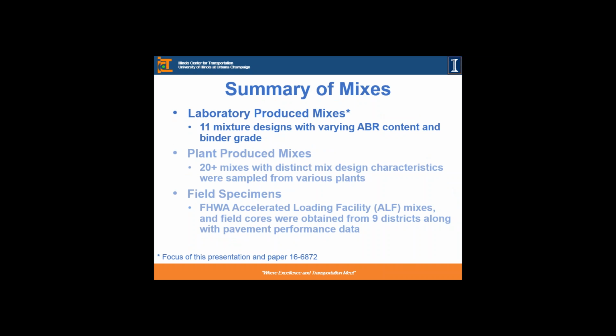So in this project, we had a comprehensive list of materials that we tested. These materials included laboratory-produced mixes, plant-produced mixes, and field specimens. But this paper particularly focused on the mixes that we produced in the lab. And these were 11 mixture designs with varying ABR, asphalt binder replacement content, with RAP and RAS together or alone. And this is the focus of this presentation. It was also the focus of this paper.